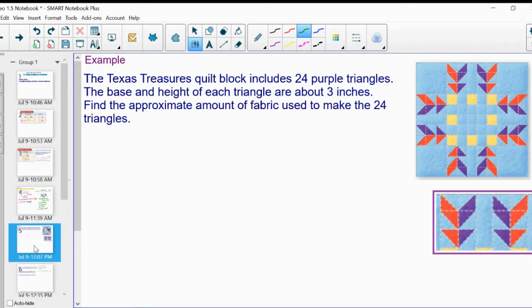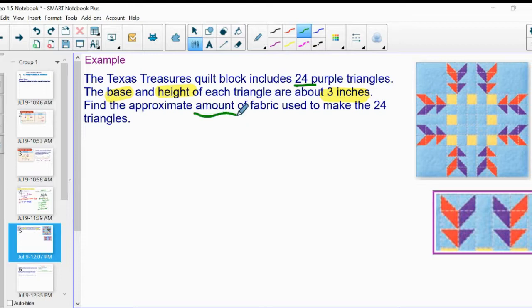All right, it says that the Texas Treasures quilt block includes 24 purple triangles. So here over on the right, we have a picture of a particular section of a quilt, and it's using all these different triangles. We see some squares, so a lot of geometry going on in this quilt. But there's 24 purple triangles. We're given that the base and the height of each triangle are about 3 inches. And we want to find out about how much fabric is used to make the 24 triangles.